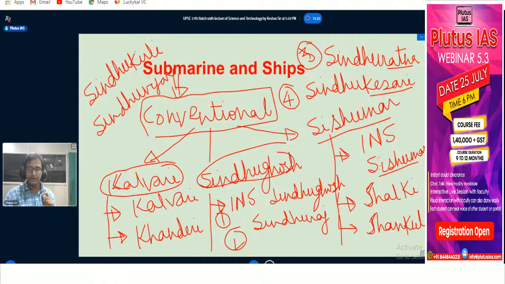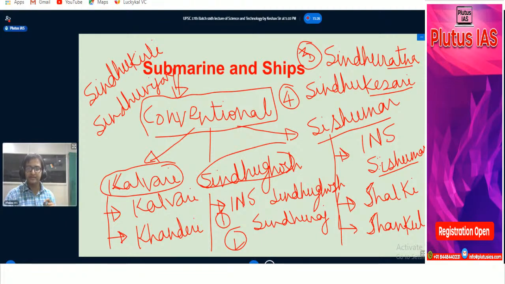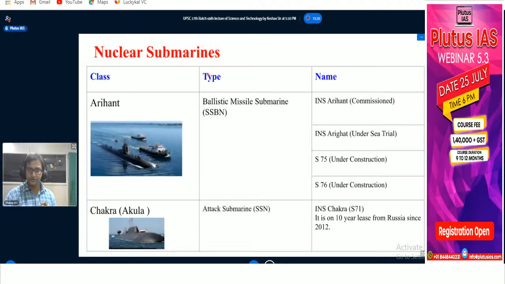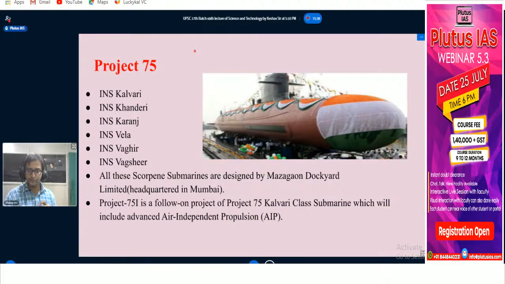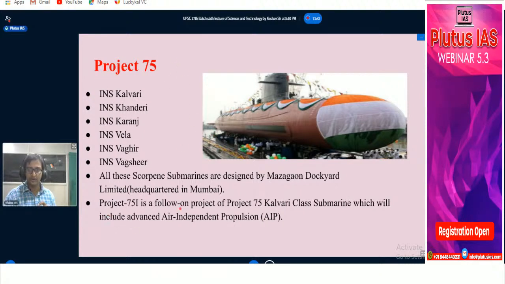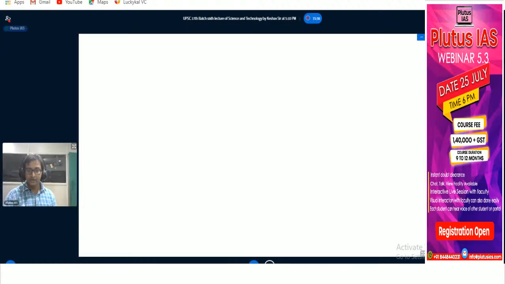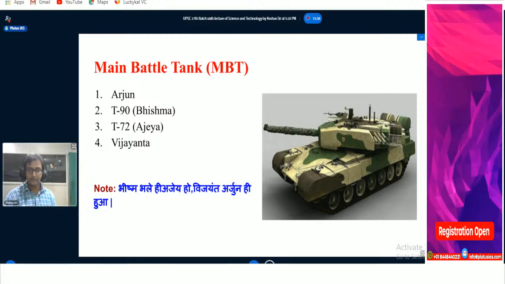Tomorrow we will do details of this submarine and ships, and then again rest of the topics I'll cover. Like this nuclear submarines, and then this project 75. These are strategically very much important. Like INS Kalvari and Khanderi is there, Vaghir and Vagsir is there. This is developed under project 75, and that is now called project 75I. So in next class we will do that.